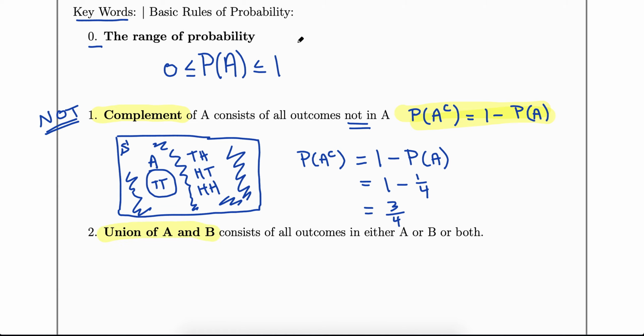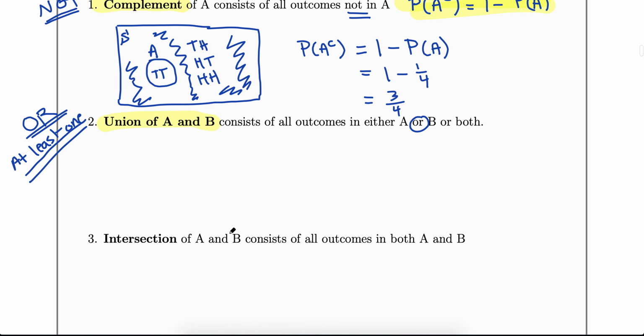All right, the next definition is this idea of union. When we're talking about union, think of this word or. So it means all the events in one or the other, or maybe both. So another way to say that for our keyword here is at least one. So one or the other or both, meaning or, at least one.